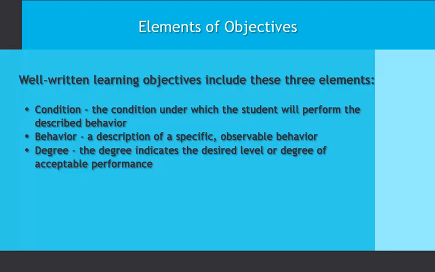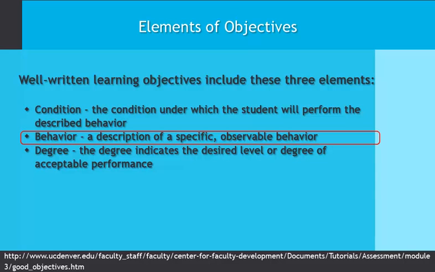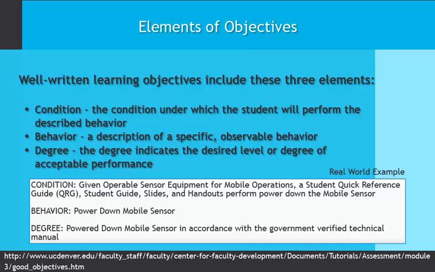Objective elements that should be included when writing good objectives would be: first, a condition that will define the conditions under which the student will perform the described behavior. The second element would be a description of a specific, observable behavior. And the third element would be the degree that indicates the desired level or acceptable performance. I have provided an example from my work with the Army.